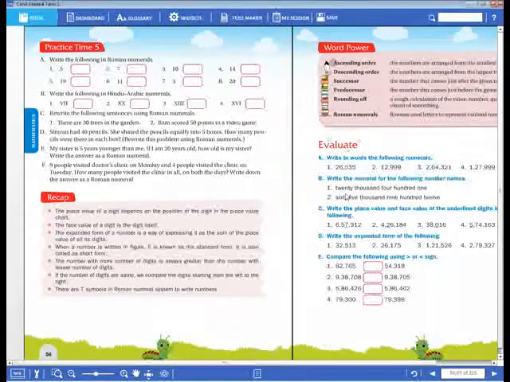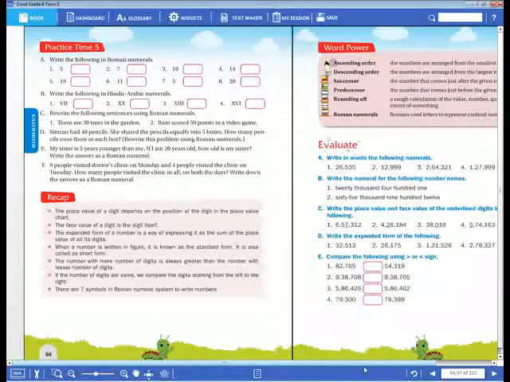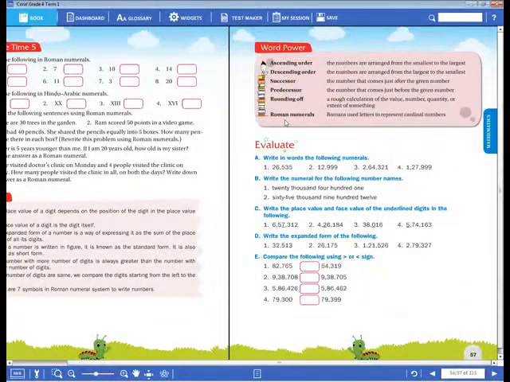Okay, dear children. Up to now we have successfully completed the first chapter. What is the chapter name? Number system. We have completed the number system successfully. Now today we can go to the evaluation part. This one you have to do on your own, dear children.